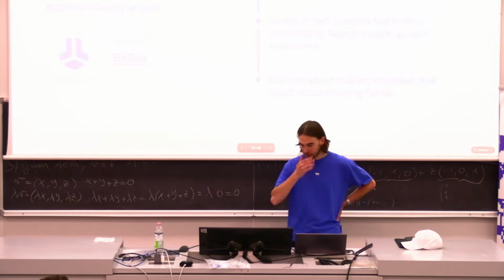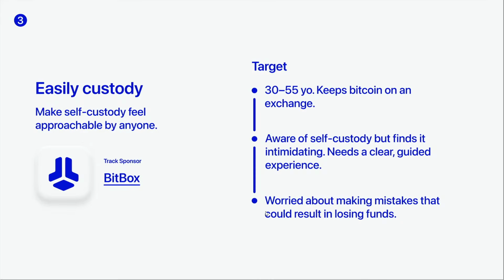Finally, easy custody. This is about, as I was saying before, figuring out how to easily custody these 12 words, this seed phrase. Again, the target is someone who already has some Bitcoin and is wondering how to keep it in a more secure way.